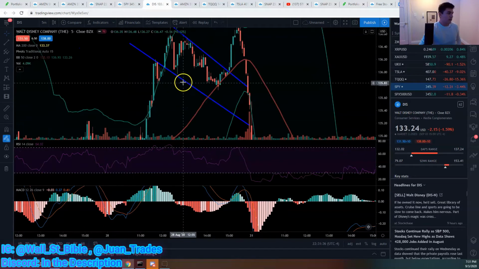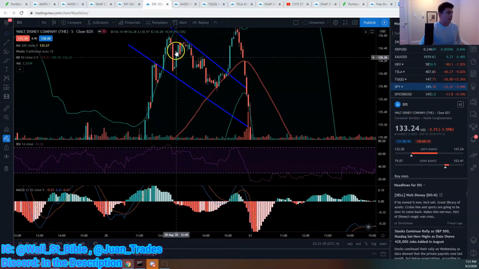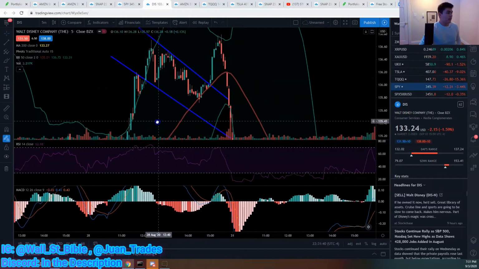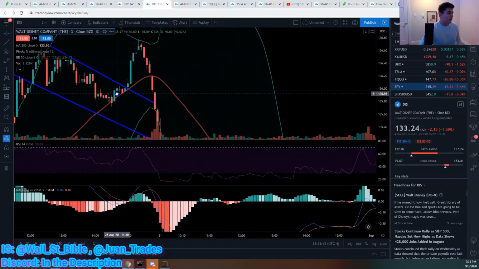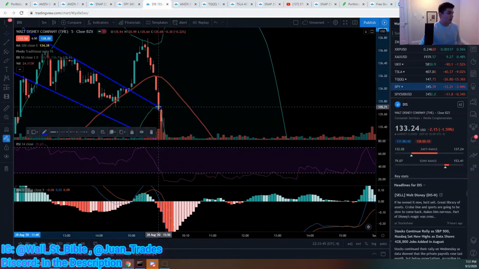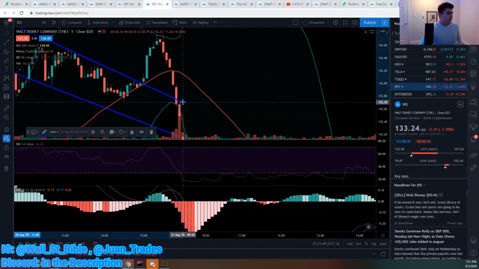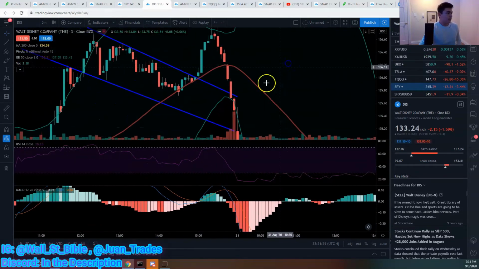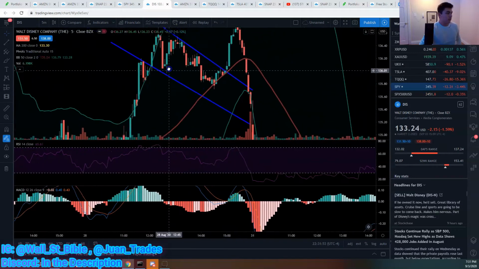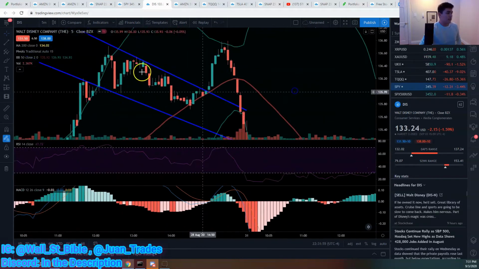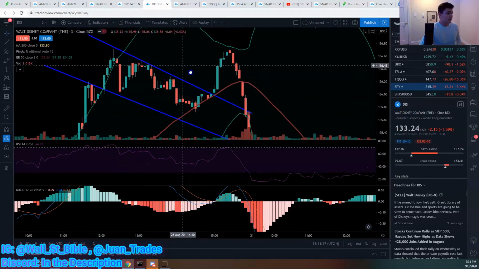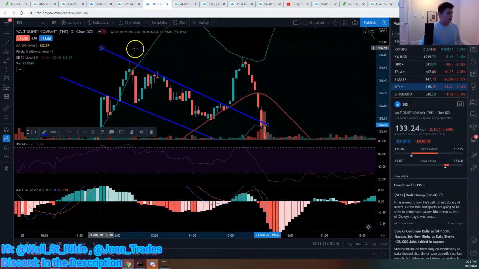So first off, identify the pull. Second part, identify the flag. Next part is going to be when to get in. Now, how do we know when to get in? We need to see a break and hold above the previous support or resistance level. In this instance, it's going to be this resistance level up here. We need to see a break and hold above it.